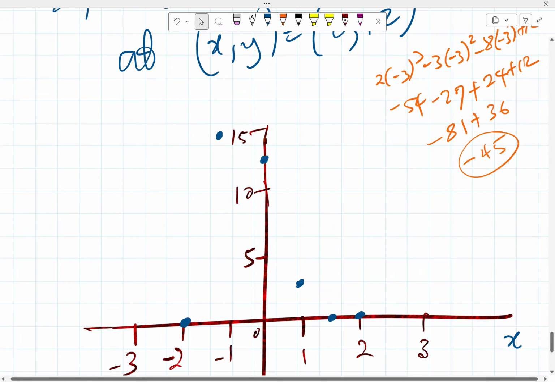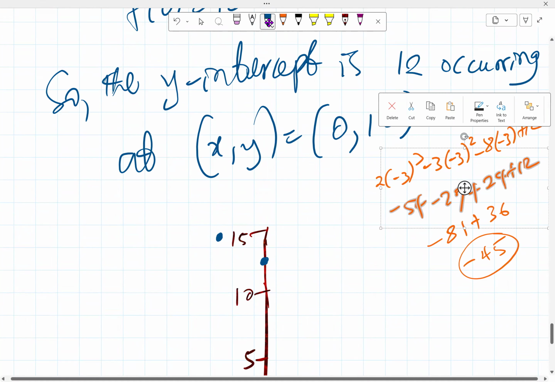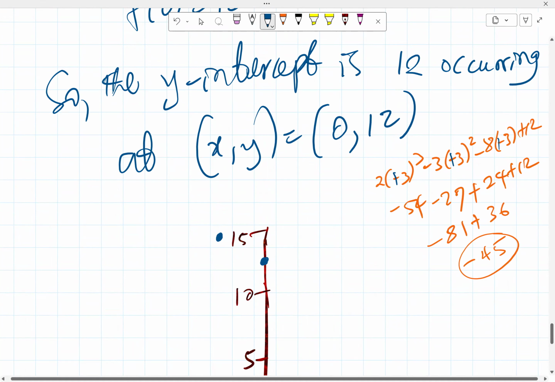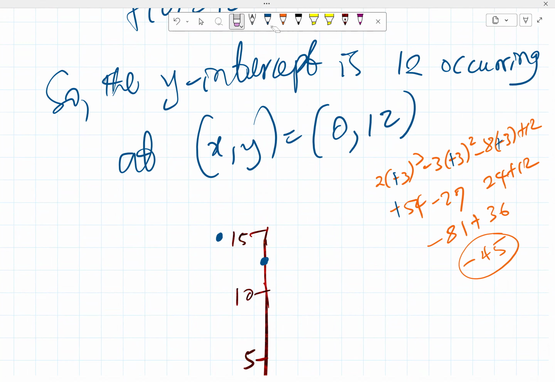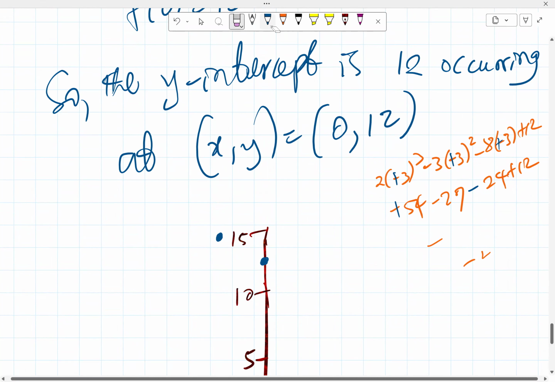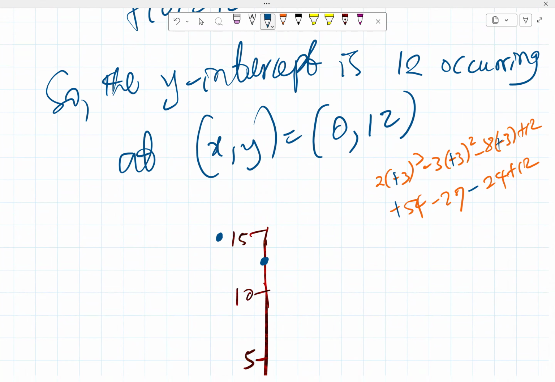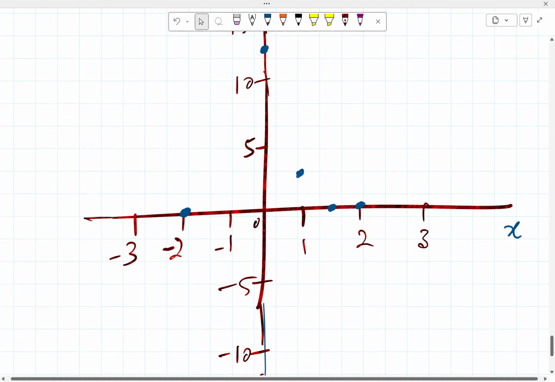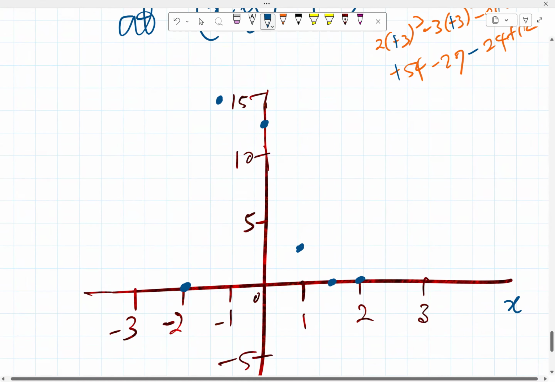Then for 3 now, we can just change this to 3. So we have 54, still minus 27. Then this is minus 24 now, minus 24 plus 12. And then we have 54 minus 27, that's 27. 27 minus 24, that's 3, plus 12, 15. So that means we have 3 against 15. So we have 15 here again.